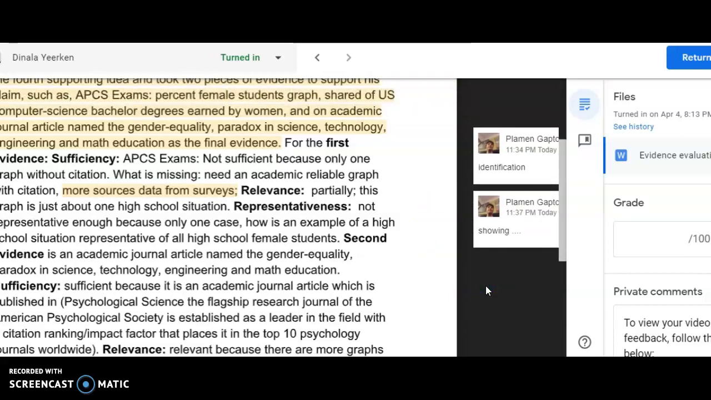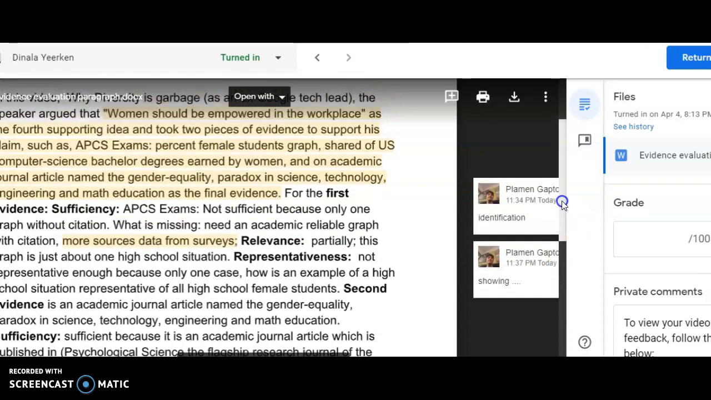Relevance, partially relevant. This graph is just about one high school situation. Okay. Is it about one high school situation? Or is it about high schools in general? If it's about one high school situation, that's very good to talk about, to mention in the representativeness section, because it's only one school. Does that mean it's a typical school? Partially relevant. Here I think you can just attack it along other lines.